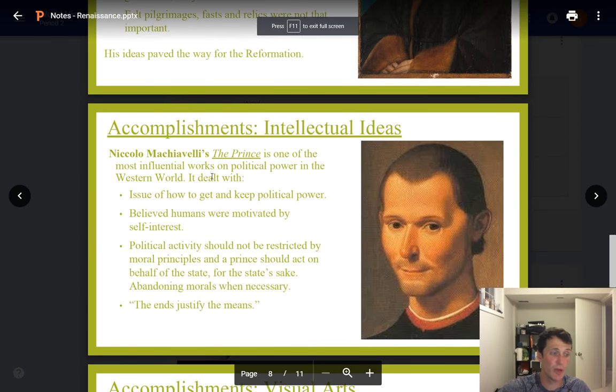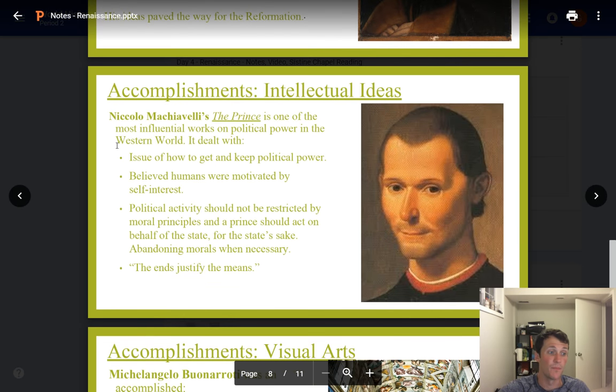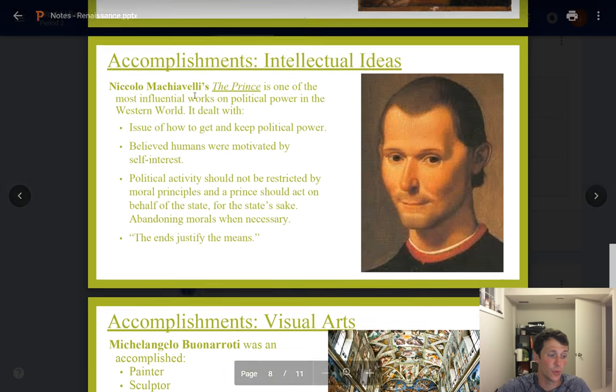Right, so we also talked about Machiavelli, and you should probably know of The Prince and the ideas included in it. The issue of how to get political power, the whole idea of the ends justify the means, and the leader doing whatever it needs to do to keep its people and kingdom going and safe, no matter what that is, right? So definitely know of Machiavelli for sure.